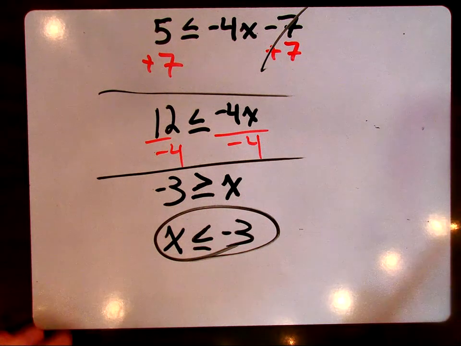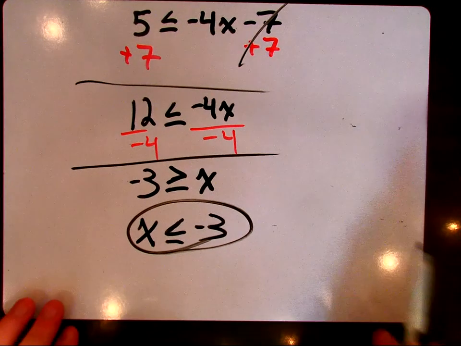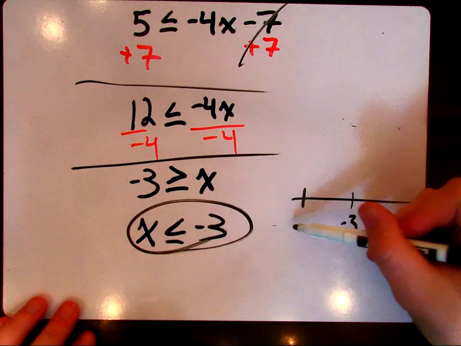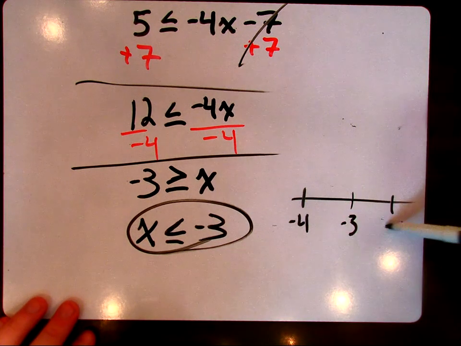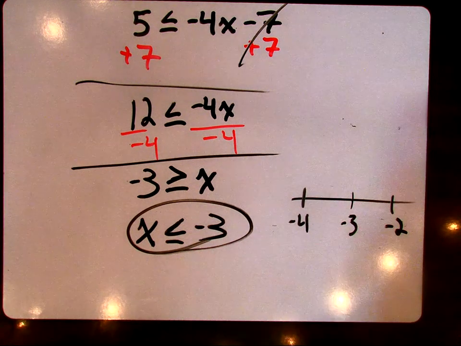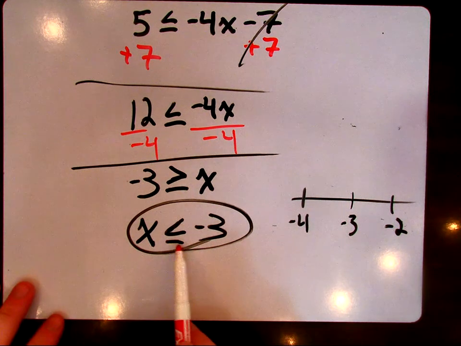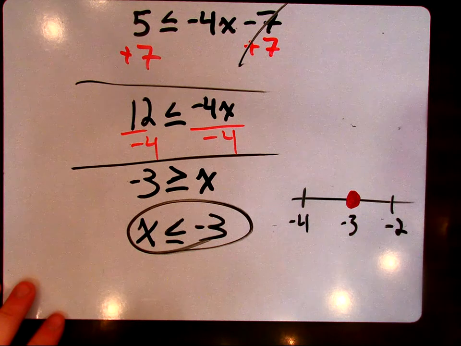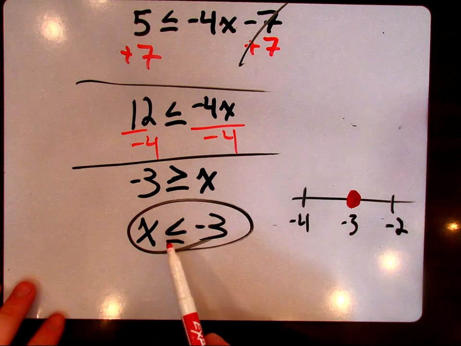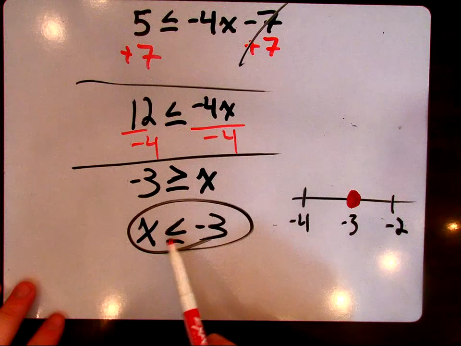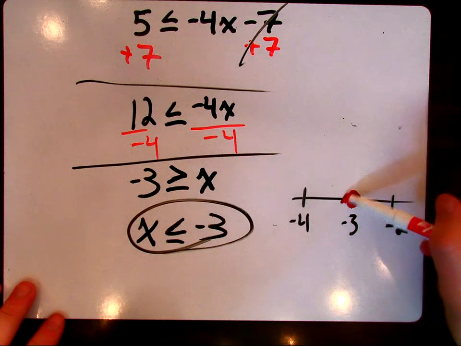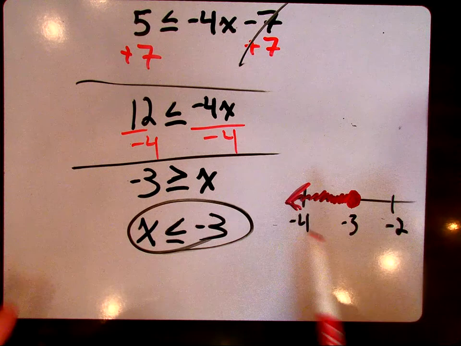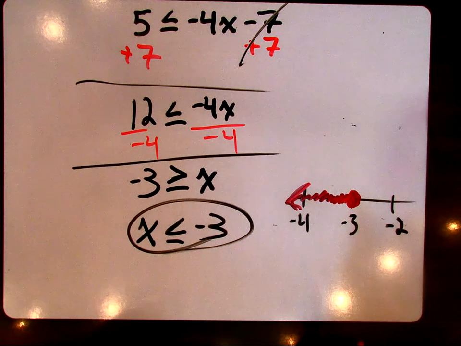We're going to slide this over a little bit. On negative 3, 1 below, 1 above. We're going to have a closed circle, so a filled in circle on negative 3, and then since our arrow is pointing to the left, we're going to shade to the left, so we're saying any value less than negative 3 is a solution.